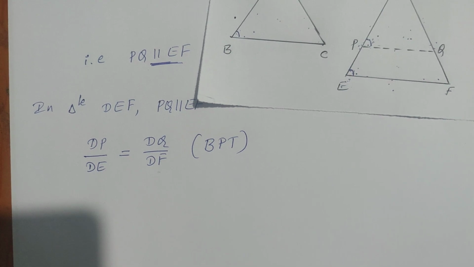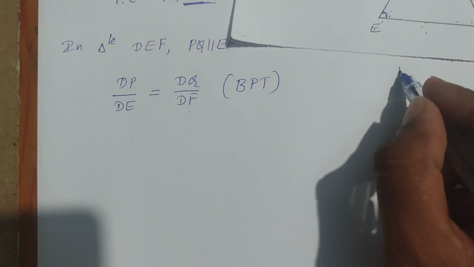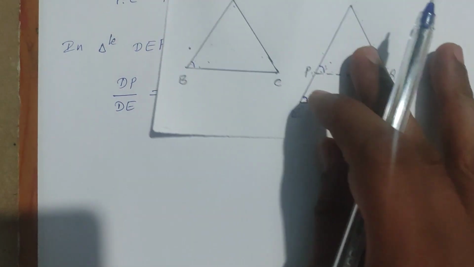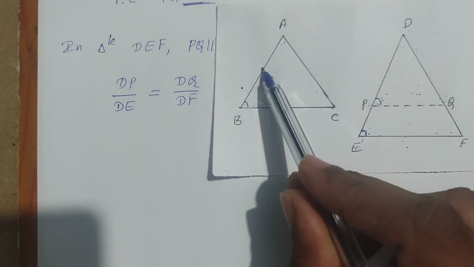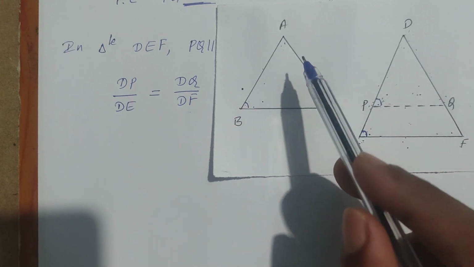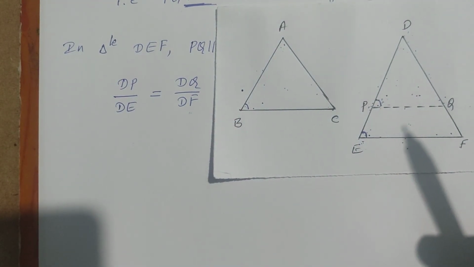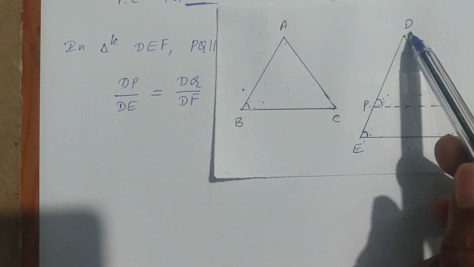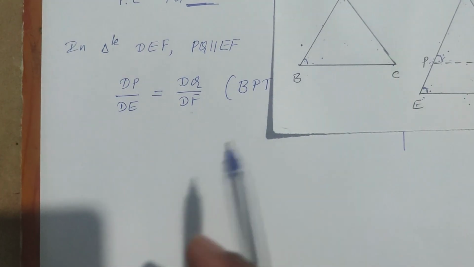So now I will just replace some values here. Observe here, DP is the same as AB and DQ is the same as AC. So I will replace DP by AB, which will not make any change, because from the construction we know that DP is the same as AB, and DQ is the same as AC. I will just replace in the next step.